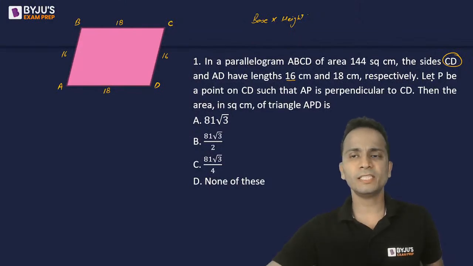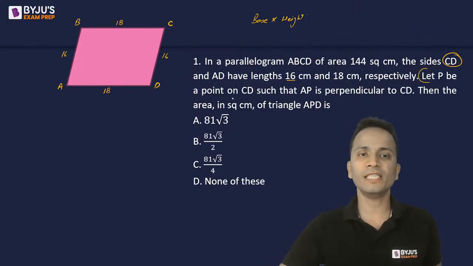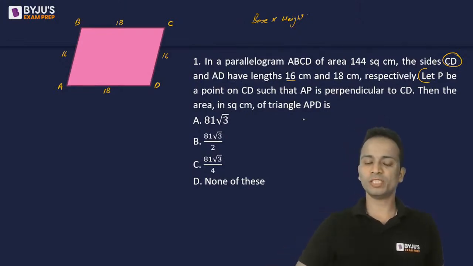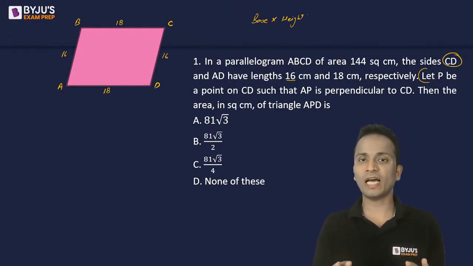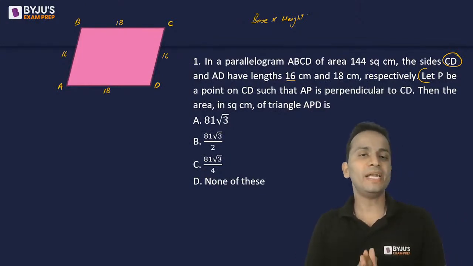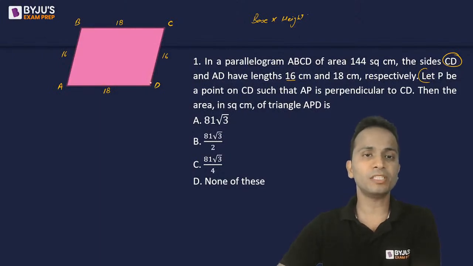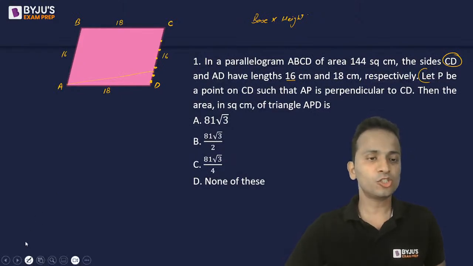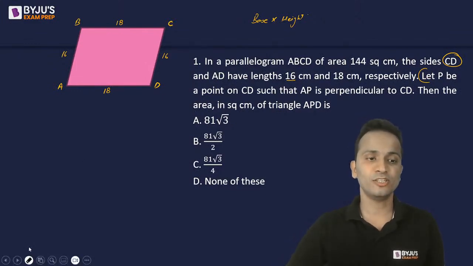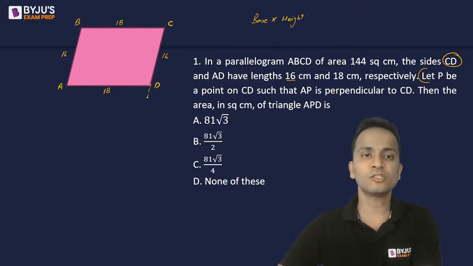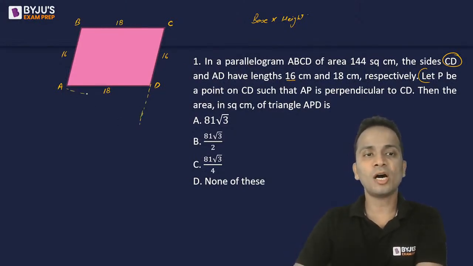Now if I continue reading the question, let P be the point on CD such that AP is perpendicular to CD. Now how will I take a point on CD such that AP is perpendicular to CD? If I take any point here on CD and draw the angle, this angle will never be 90 degrees. So cleverly, we need to assume a point on CD when CD is extended. CD has to be extended a little bit. So I will extend CD and draw a perpendicular from A such that this is point P.